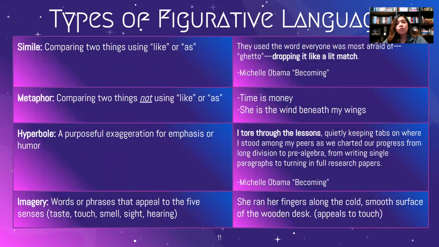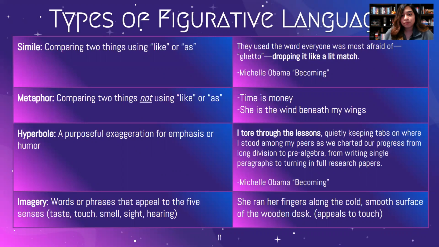So we're just going to go over types of figurative language. We've already gone over these in the past, and so what we're going to do is basically review it. The first one that we have is a simile. And a simile is comparing two things using like or as. And you guys already know this one. It's the easiest one.